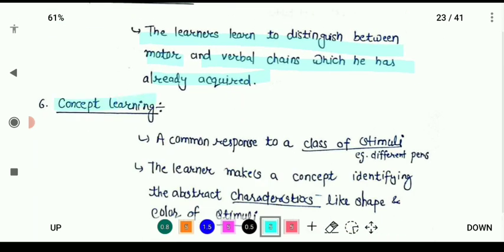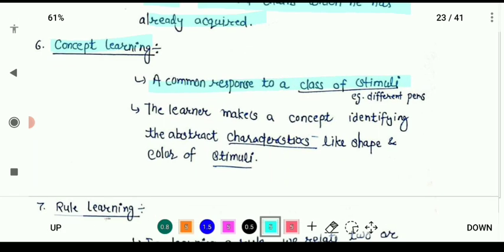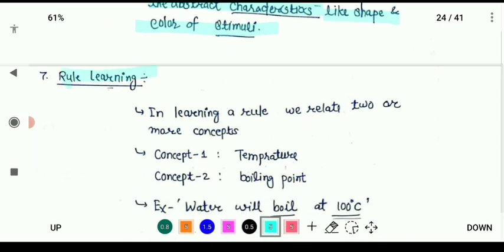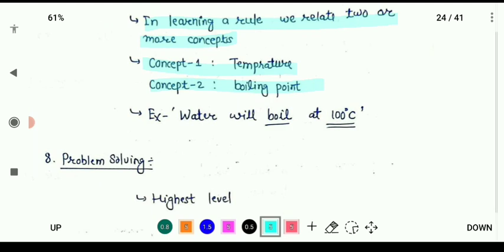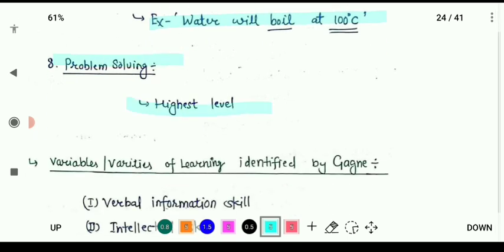Then concept learning means a common response to a class of stimuli. The learner forms a concept by identifying the abstract characteristics of the stimuli, like shape and color. Suppose a person understands that the color refers to this color, then they will apply that to other things also, right? So that is concept learning. Next, rule learning means a rule which relates two or more concepts. Concept 1, temperature. Concept 2, boiling point. Therefore the water will boil at 100 degrees Celsius. Then problem solving, which is the highest level.